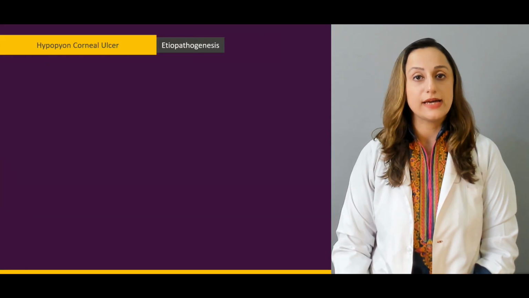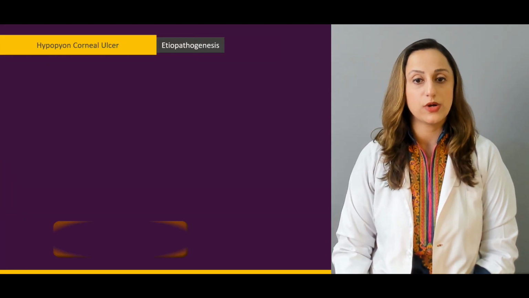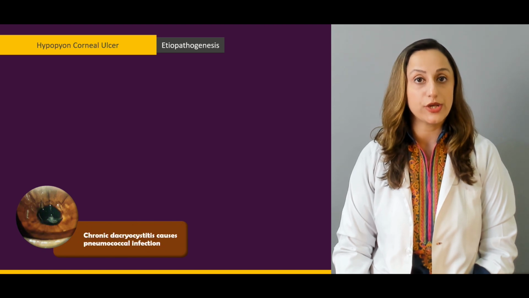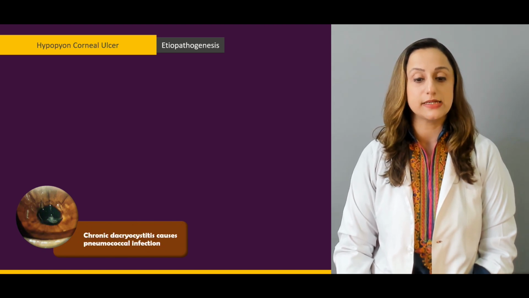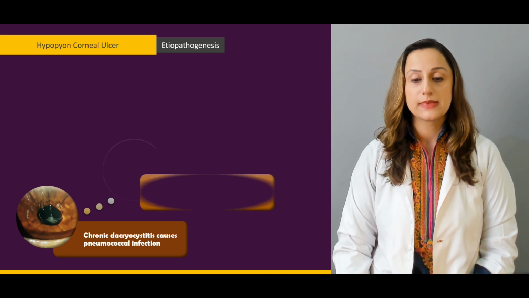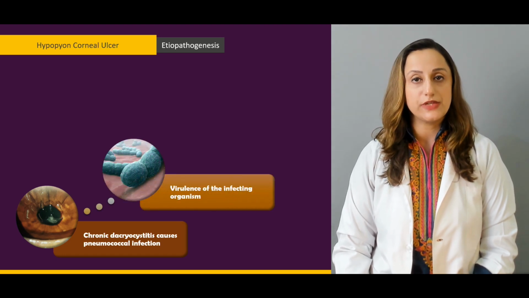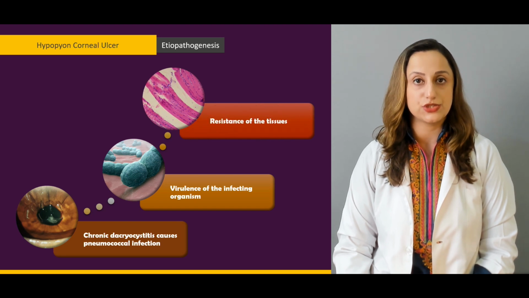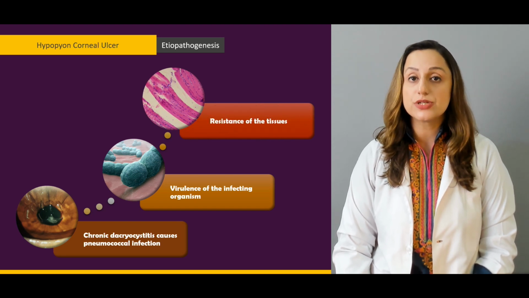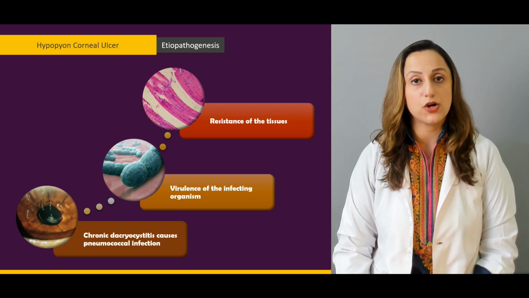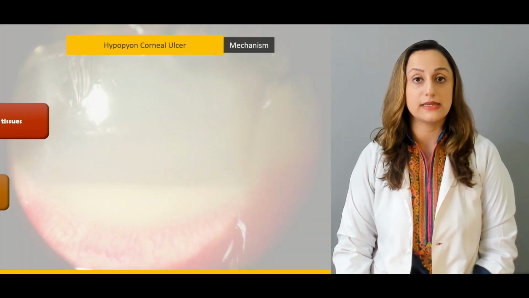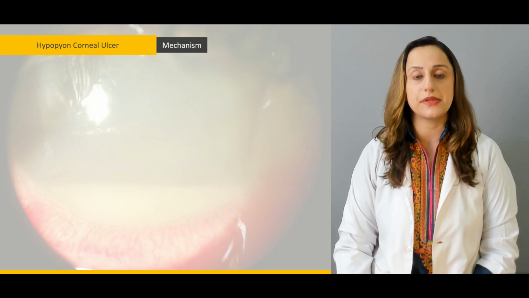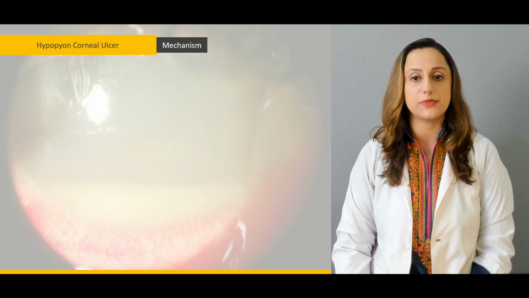The etiopathogenesis of hypopyon corneal ulcers would consist of chronic dacryocystitis that causes the pneumococcal infections. It can be the virulence of the infective organisms as well as the resistance of the tissues. So these are the features that you have to keep at the back of your mind when you are making the differential diagnosis or even the definitive diagnosis in these patients.